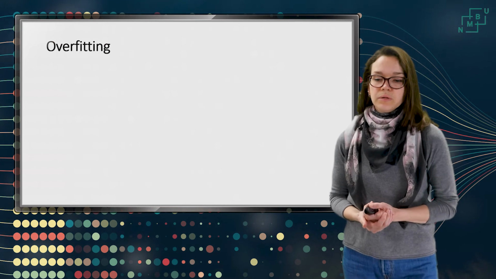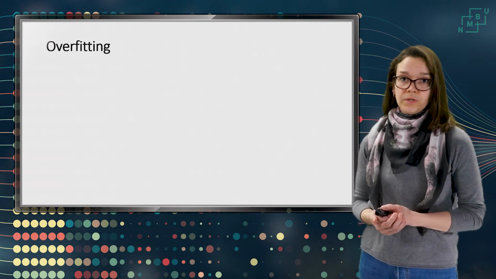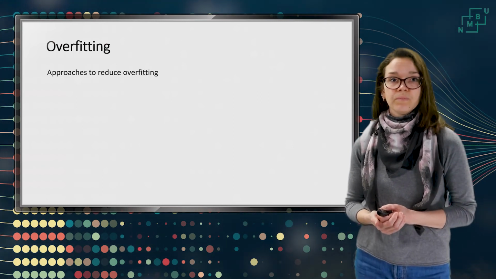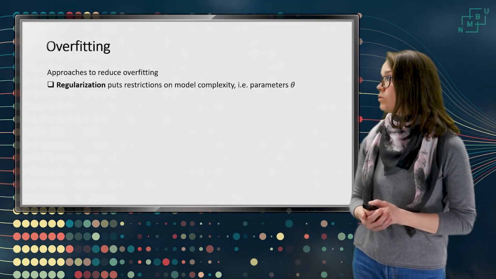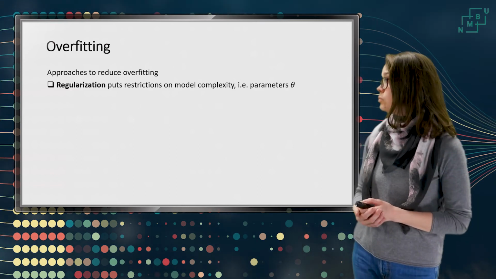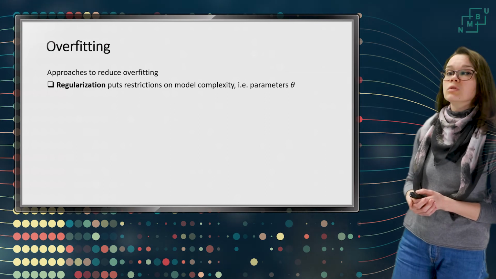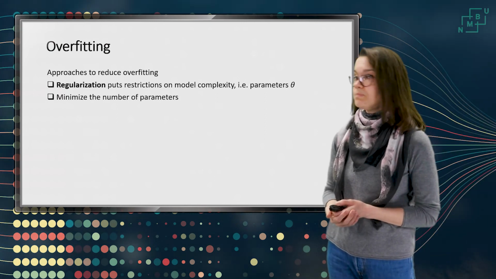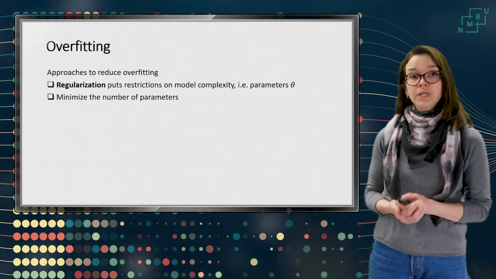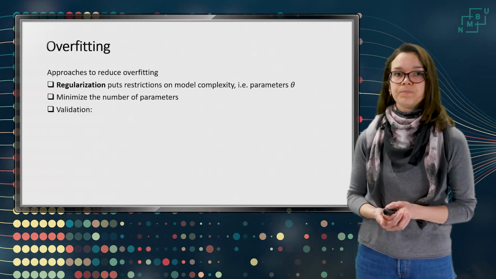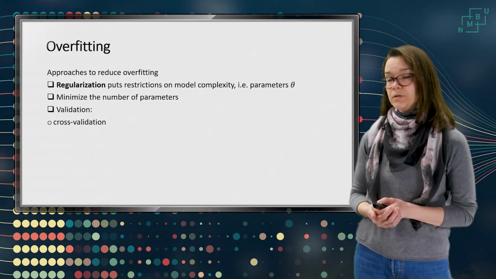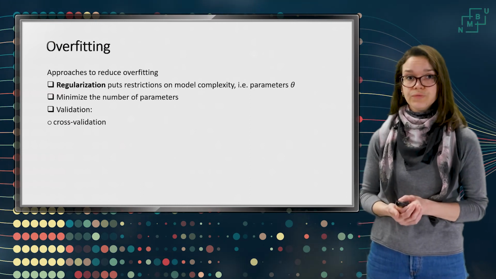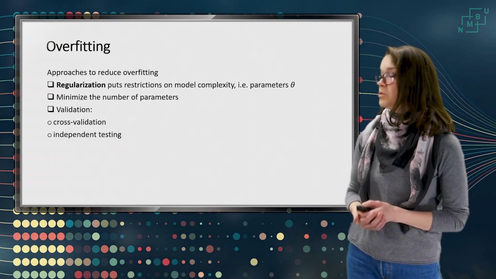So there are approaches to reduce overfitting, and these are the following. One of them is regularization. Regularization puts restrictions on model complexity, that is parameters theta. We can also minimize the number of parameters, and we can validate our models. This can be done by cross-validation and by independent testing.